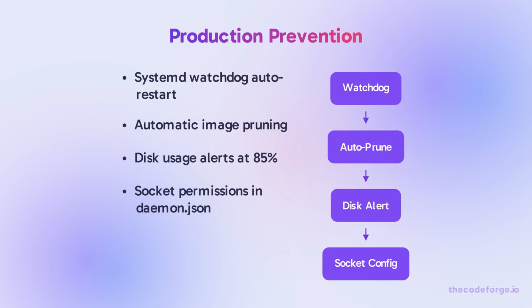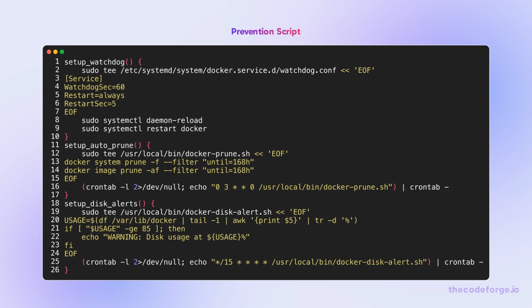Preventing daemon crashes in production requires 3 strategies: a systemd watchdog for auto restart, automatic disk pruning, and disk usage alerting. These ensure the daemon recovers without manual intervention. This script sets up the 3 prevention strategies: a systemd watchdog that restarts the daemon if unresponsive for 60 seconds, a weekly cron job to prune old images, and a disk alert that checks every 15 minutes.